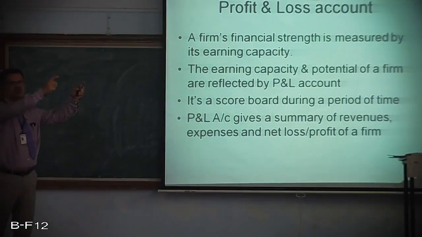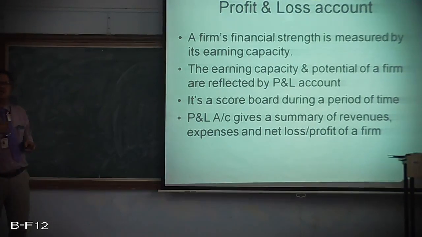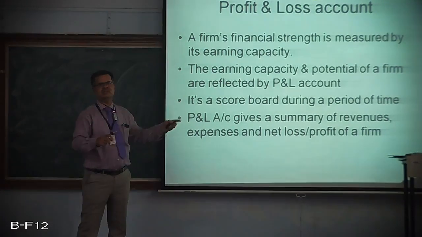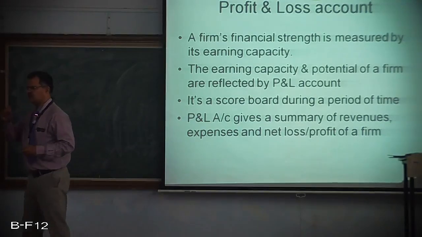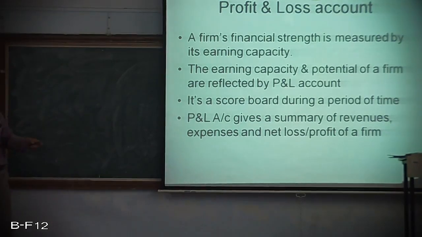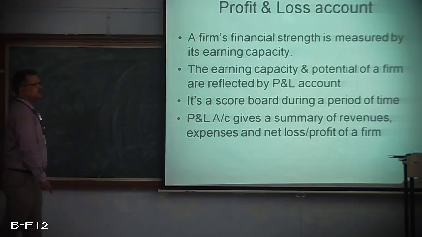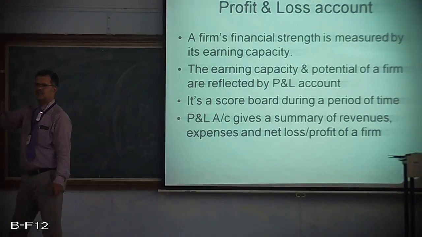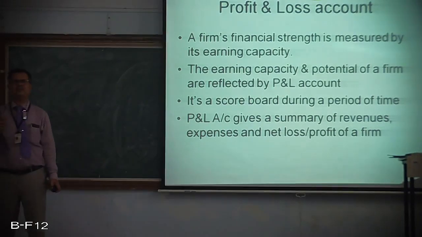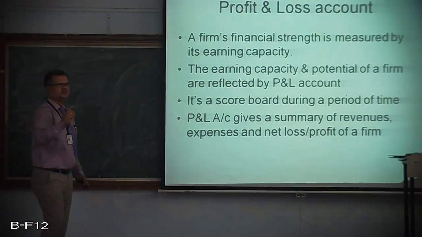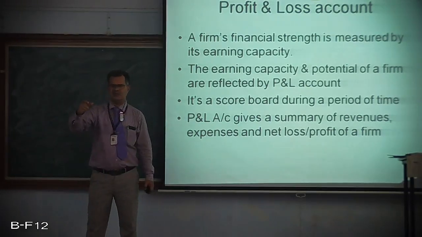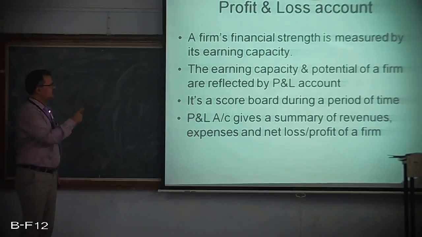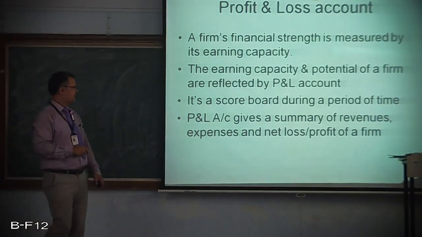This much worth of profit in terms of rupees or any monetary values, dollars or something like that. So it basically shows all the values in terms of numbers. That's why you can say it's a scoreboard during a period of time. I told you that normally we calculate as on 31st March, because the financial year starts from 1st April to the next 31st March. It's called a financial year.